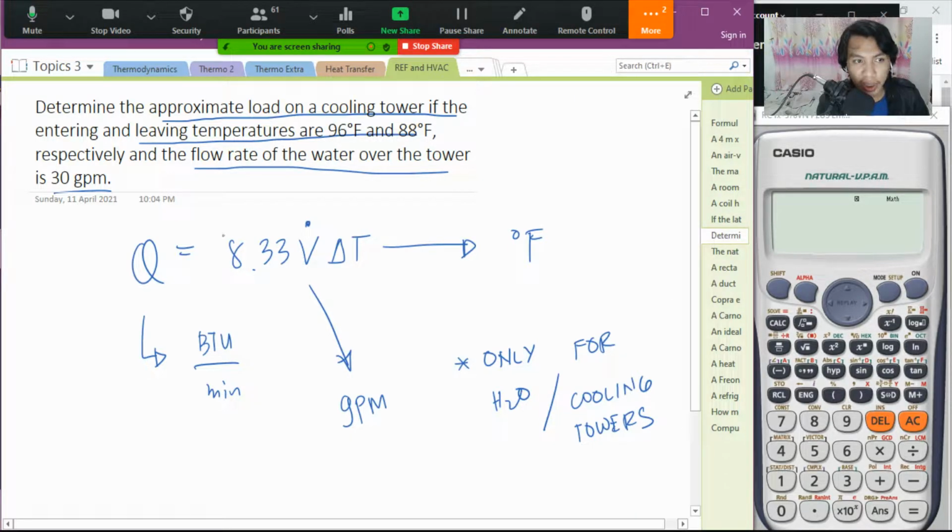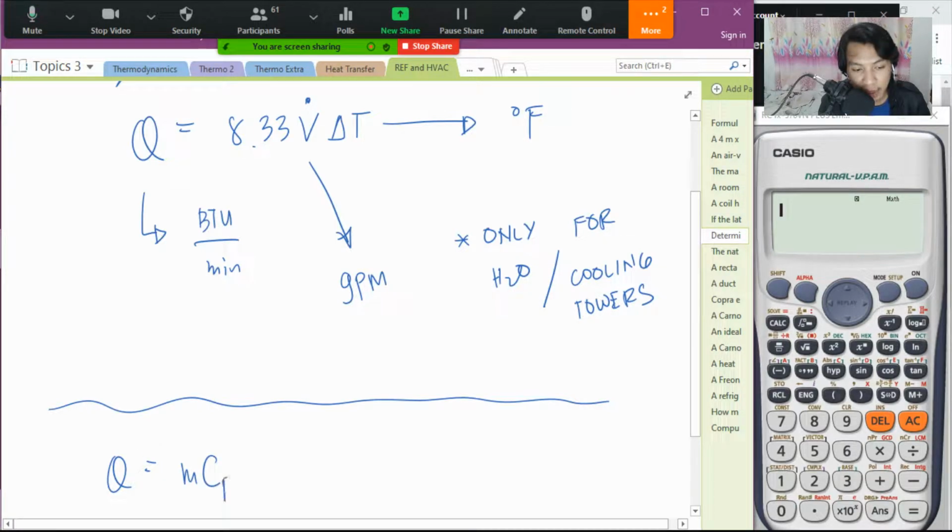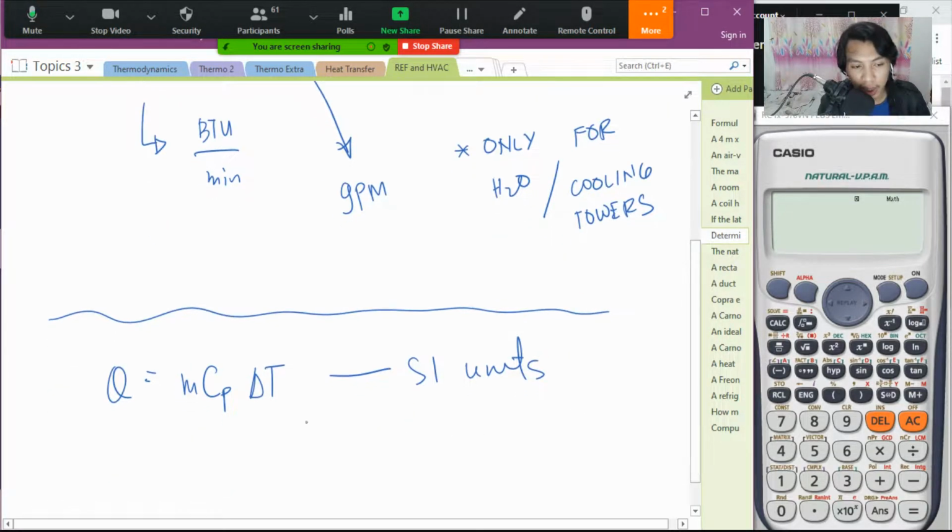So, this is given in English units. Paano naman kapag SI? Pag SI, Q, the heat added to the system, is equal to m Cp delta T, in SI units. Pero ang binibigay dito commonly is not the mass flow rate of water. Ang binibigay is volume flow rate.